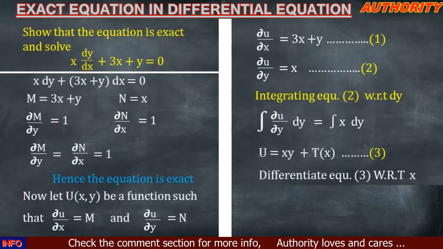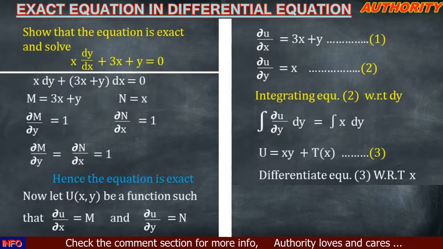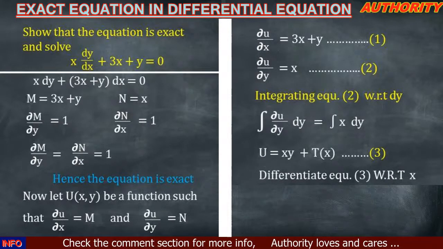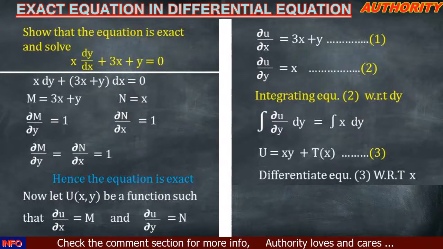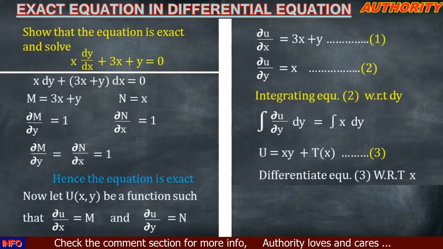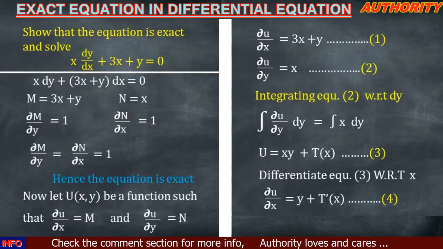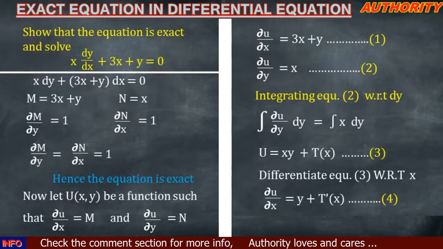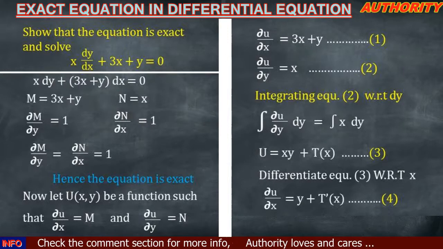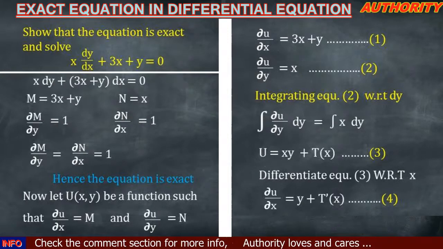We are going to differentiate this function u with respect to x. That means we're going to say the partial derivative of u with respect to x. Why do we differentiate partially? Because we have x and y in this function u. So that means the derivative we are going to take is partial.